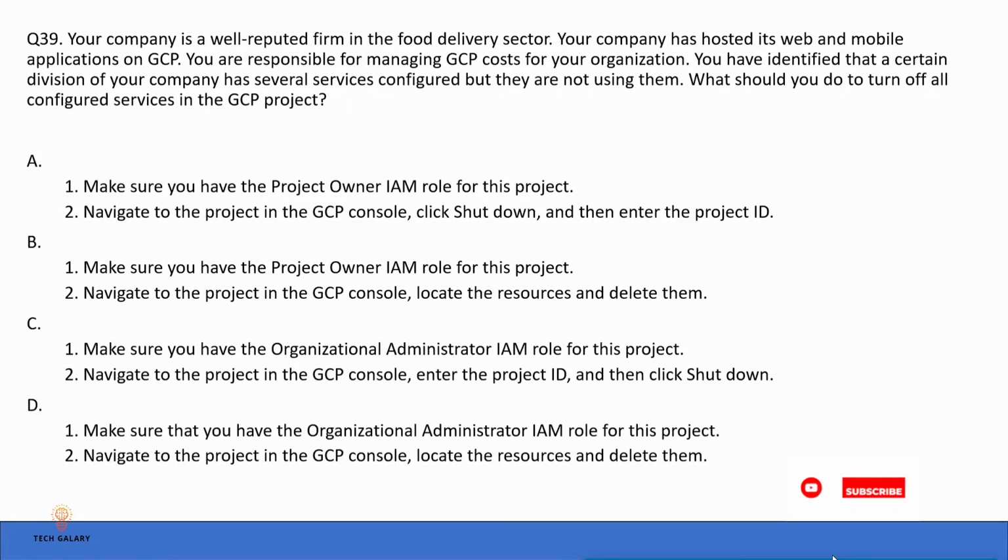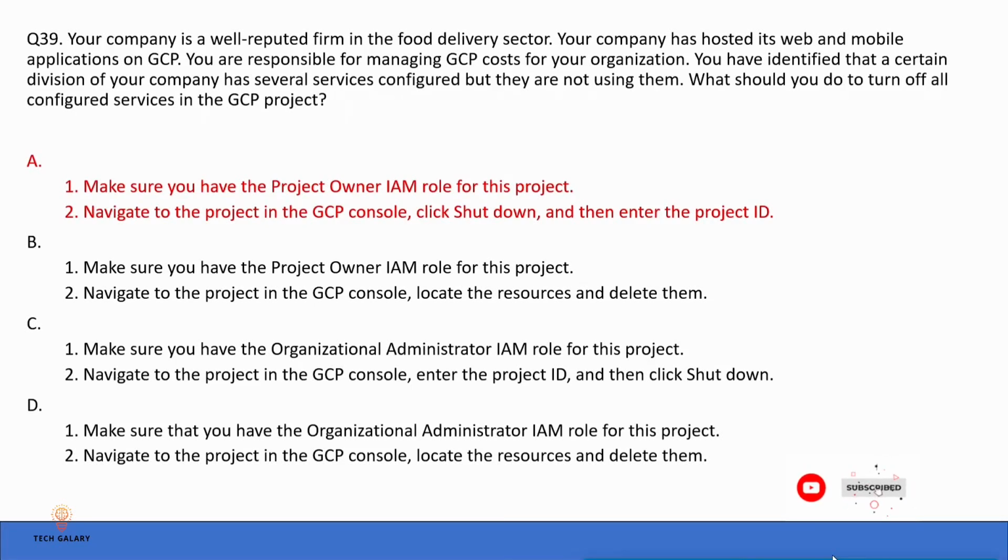These are the options available, and the correct answer is option A. Now let's take a look at each of these options and understand why option A is correct. Let's take a look at option A. Make sure you have the project owner IAM role for this project. Navigate to the project in the GCP console, click shutdown and then enter the project ID. This option is correct because an owner of the GCP project can shut it down.